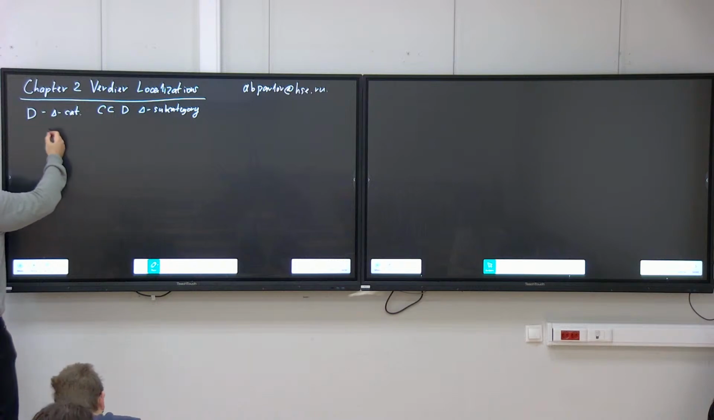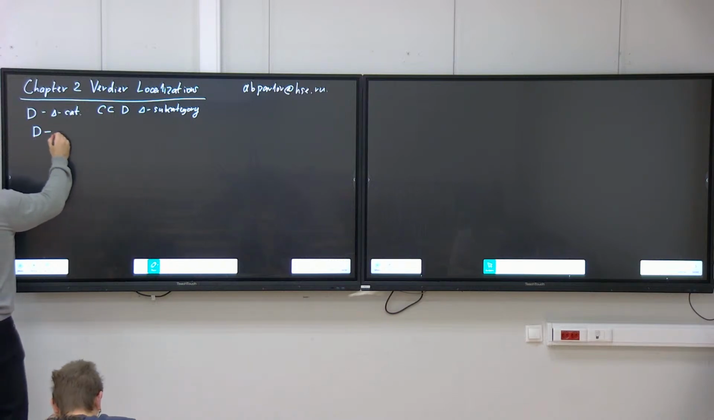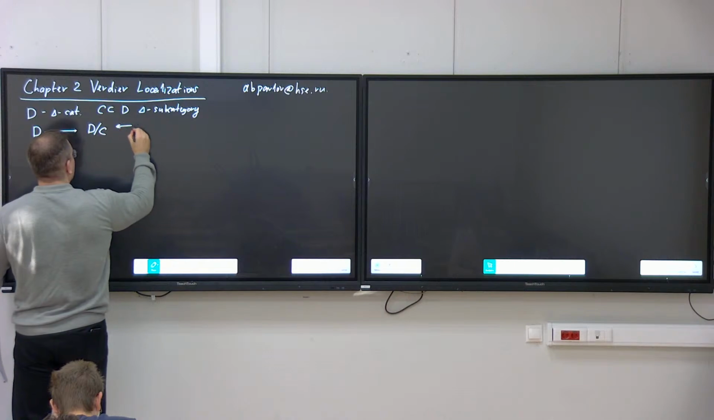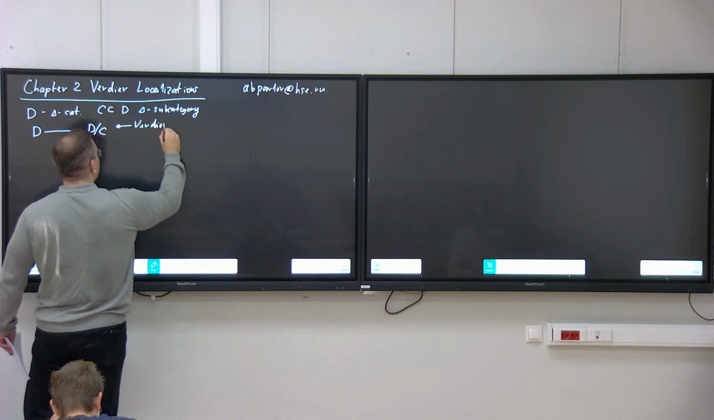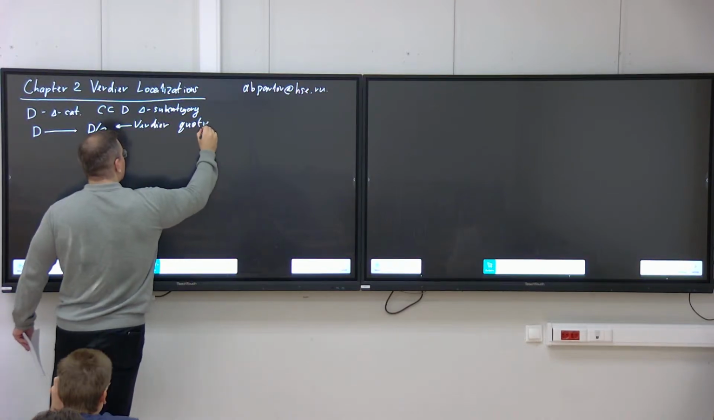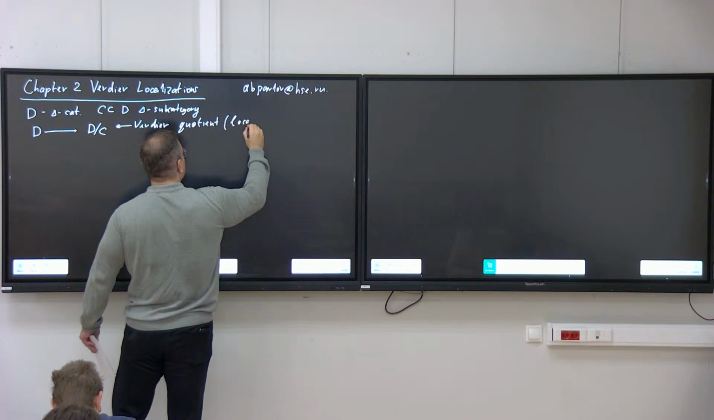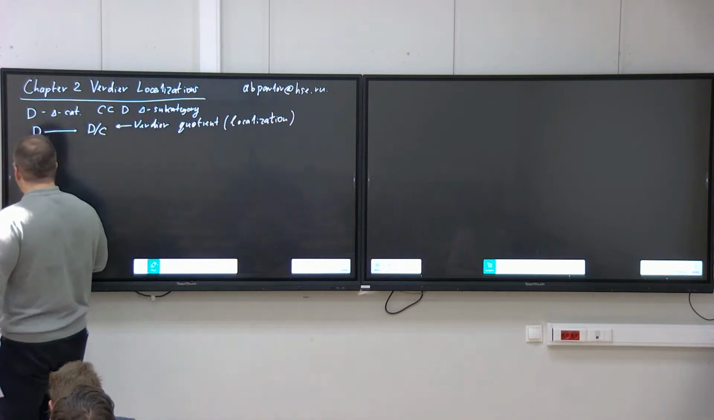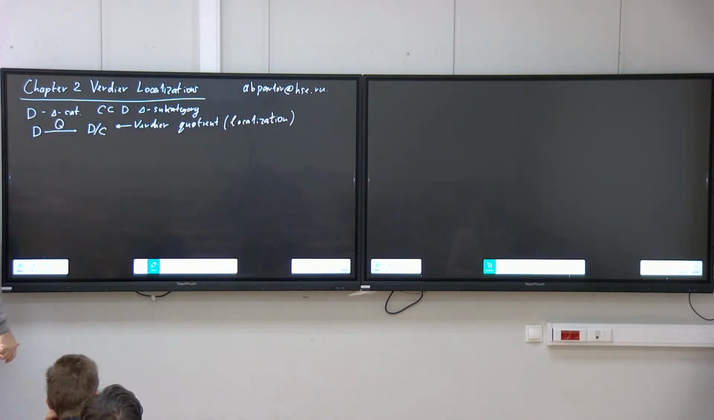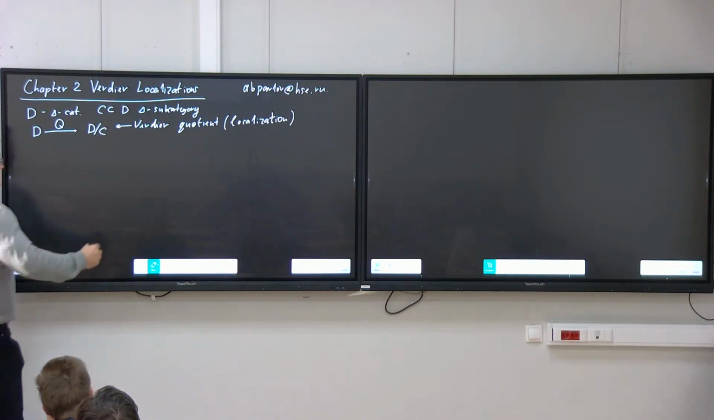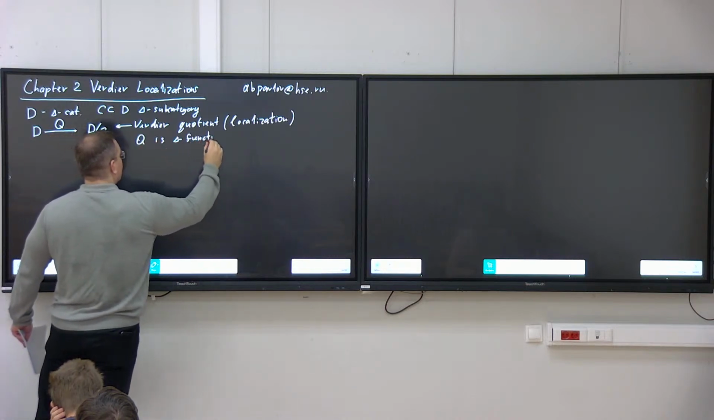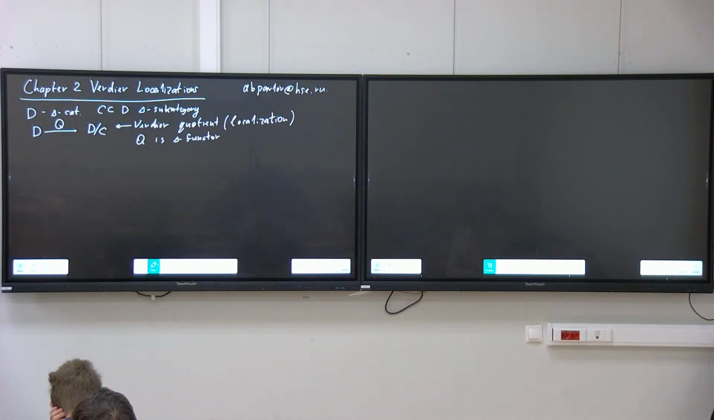So what's the quotient? The quotient is actually a pair. You have a new category D mod C, which is exactly the Verdier quotient or Verdier localization. And also there will be a functor which I'm going to call in this chapter Q. This is just a triangulated functor. This pair Q and D mod C has a universal property.